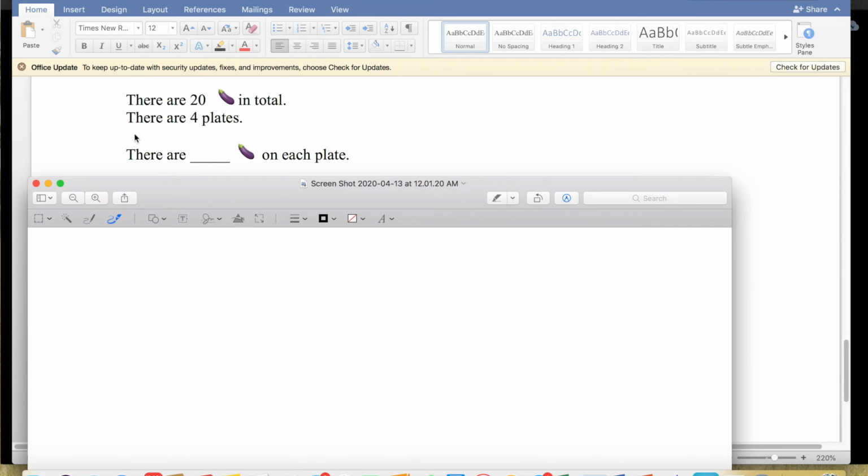All right, so this one says there are 20 eggplants in total. There are 4 plates. It wants to know how many eggplants are on each plate. So we always have to start with which number? We always start with the smaller number, the one that's going to tell us how many groups there are going to be. So there are going to be 4, so I'm going to draw my 4 lines.